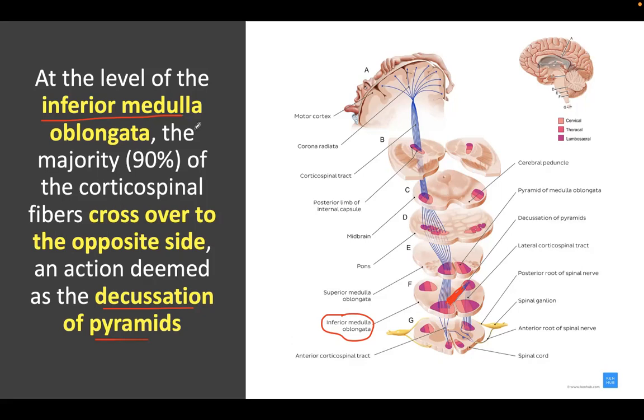So, question, at what level is the pyramidal decussation? Let's see if you understand. At what level is the pyramidal decussation? Is it the inferior or the superior medulla oblongata? Okay, so the decussation is at the inferior medulla oblongata.